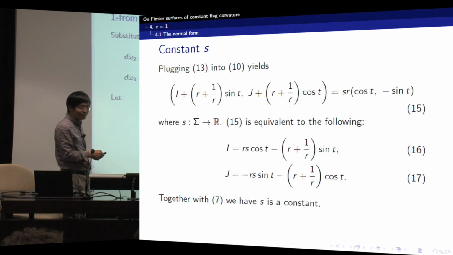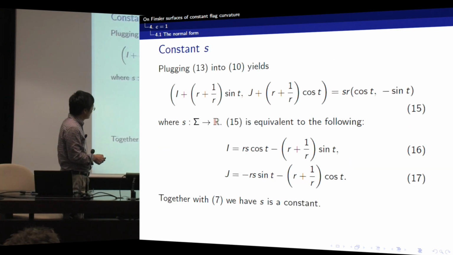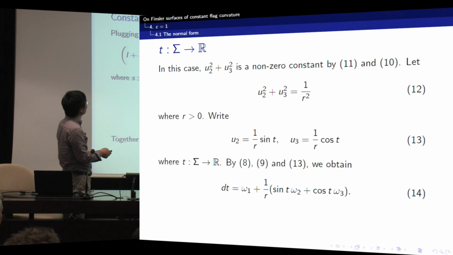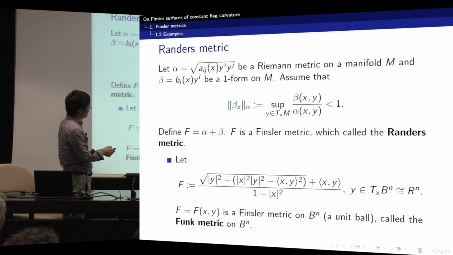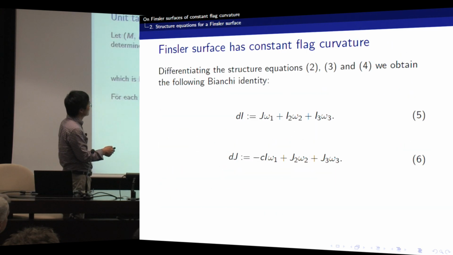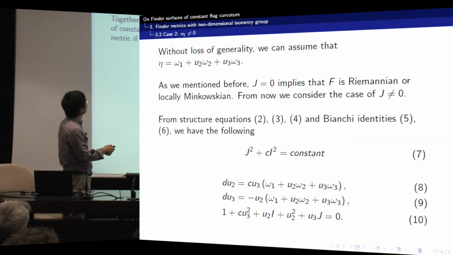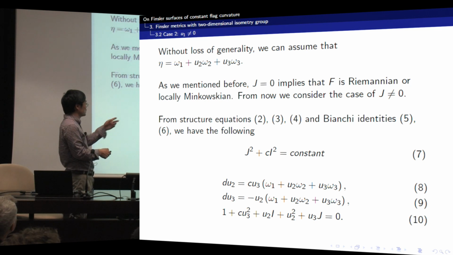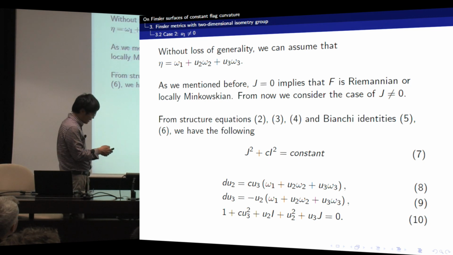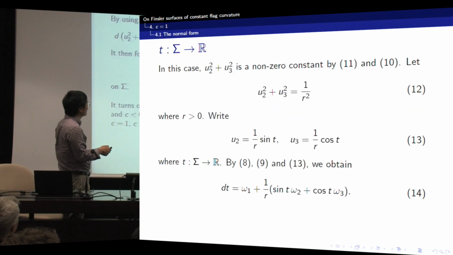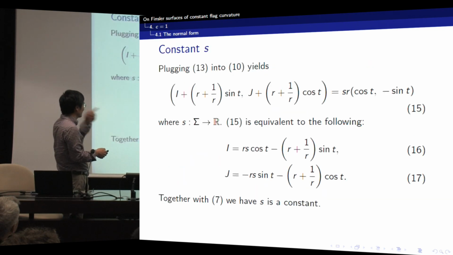So why is this a constant? Just use these two equations and 7. What is 7? Okay, just wait a minute. It's hard to follow when you jump in. Use this one. We substitute this one. Yeah, we can get this constant.